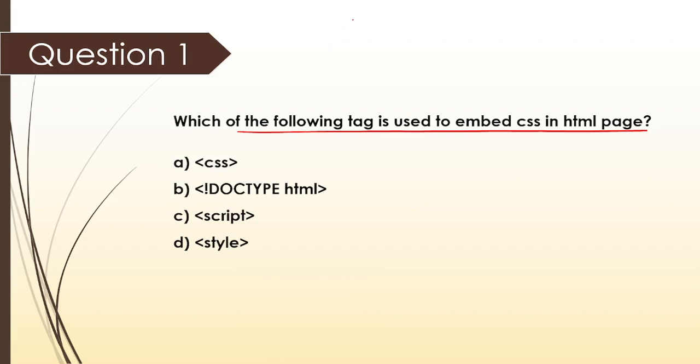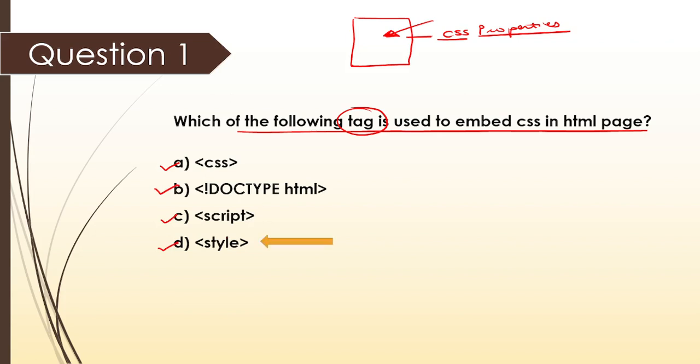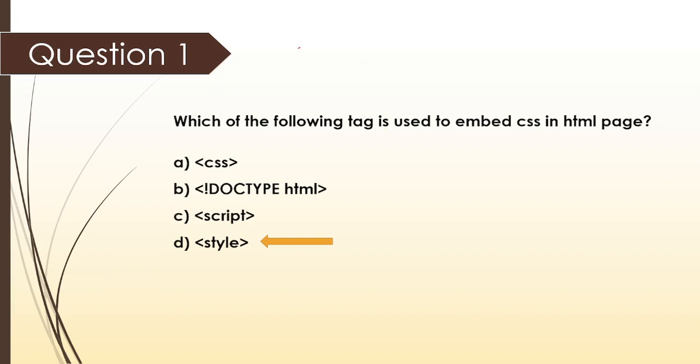So students, if you have one HTML page and you want to add CSS properties to this particular page, then what tag should you use is asked in this question. The options are CSS, doc type HTML, script, or style. We have used this tag so many times, almost in every video. The correct answer is option D, the style tag.